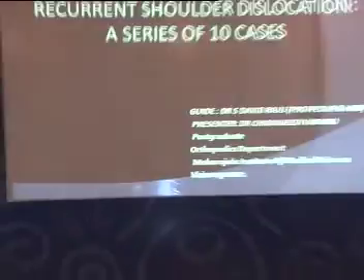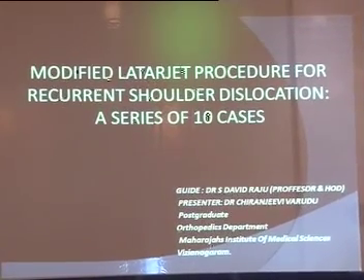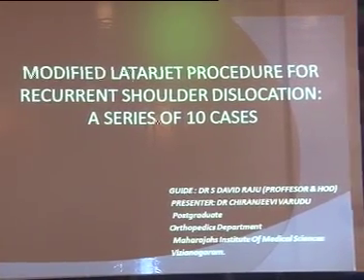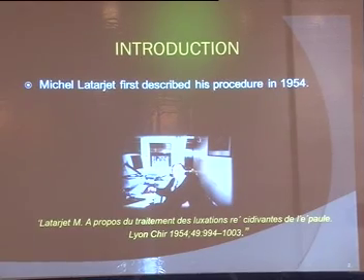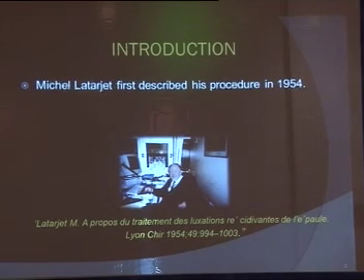Good morning, everybody. I'm Dr. Chiranjeevi and my paper is on modified Latarjet procedure for recurrent shoulder dislocation. It's a series of 10 cases. Michel Latarjet, way back in 1954, described this procedure in which he transferred the horizontal limb of the coracoid process with its attached conjoint tendon to the anteroinferior glenoid defect.